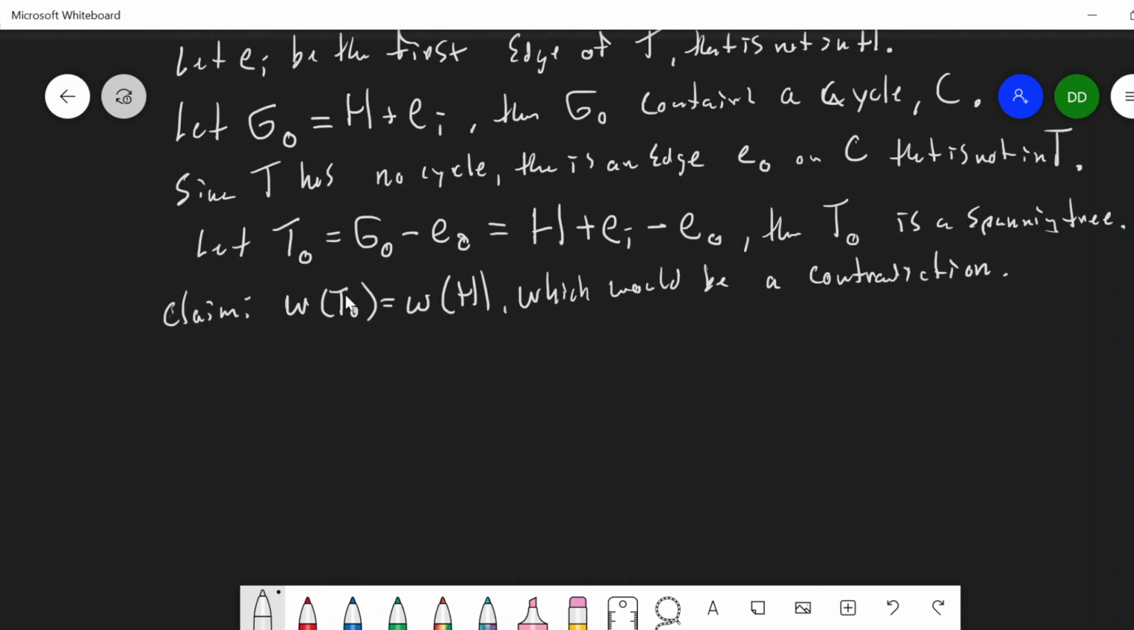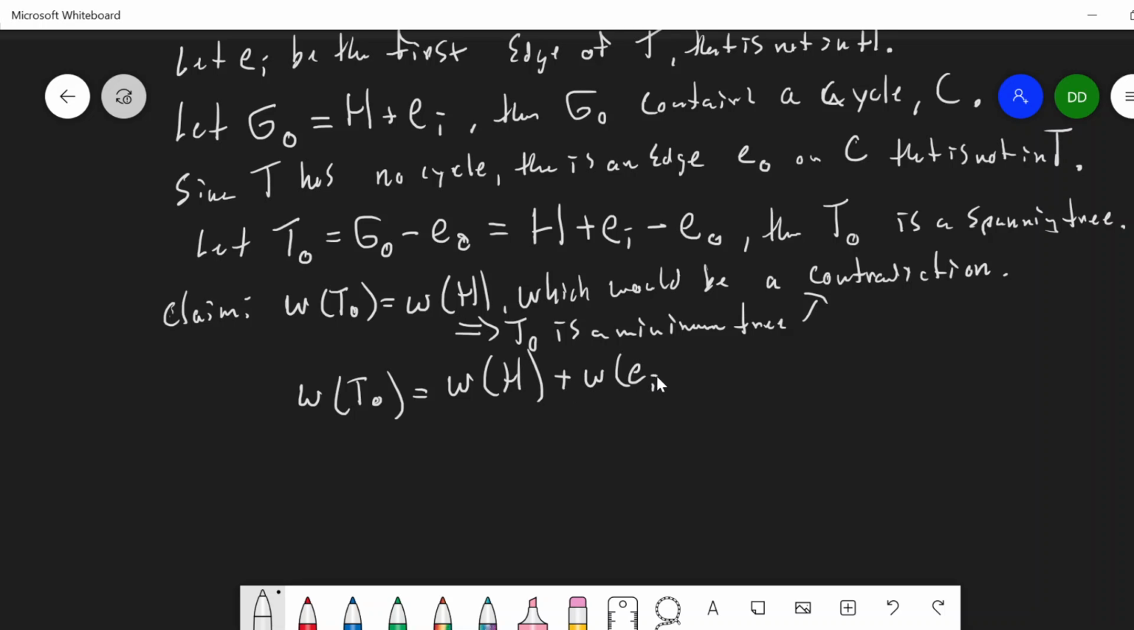So, if I can show this, the weight of T naught is the same as the weight of H, this would imply that T naught is a minimum spanning tree, and that would be my contradiction. So I need to show this. And this is going to go to how Kruskal's algorithm is designed. It's always designed to choose edges of minimum weight that don't produce a cycle. So keep in mind here that the weight of T naught is the weight of H plus the weight of E I minus the weight of E naught.